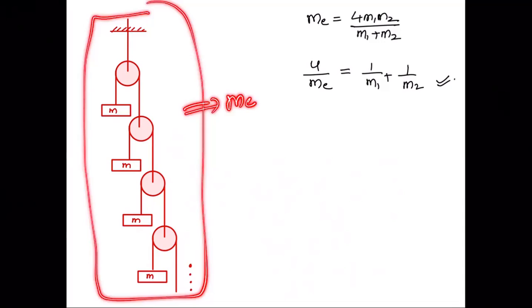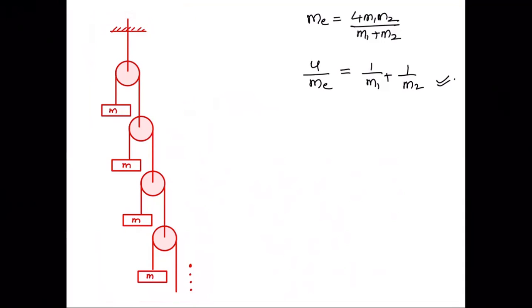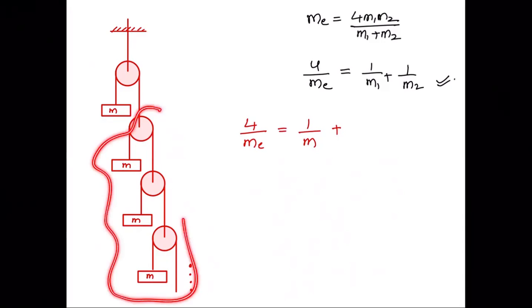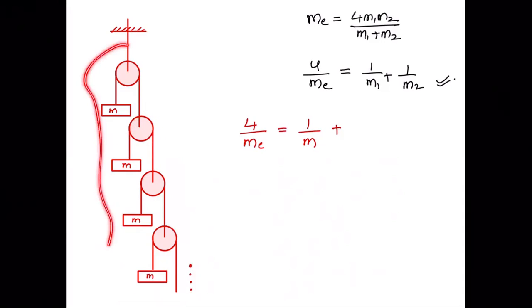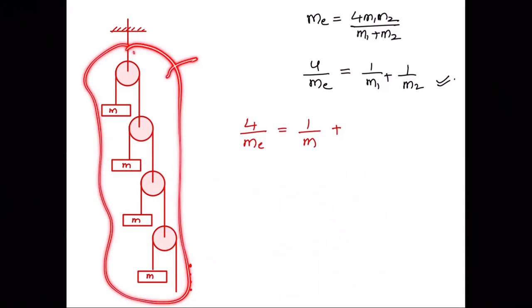We have already discussed this part. So we can write something like this: 4 by m effective here is equal to 1 by m1, where m1 is small m, plus 1 by m2. Look at m2. What do we have here? Again, this whole similar system, right? I'm taking this whole system as m effective, the mass of this whole system as m effective.